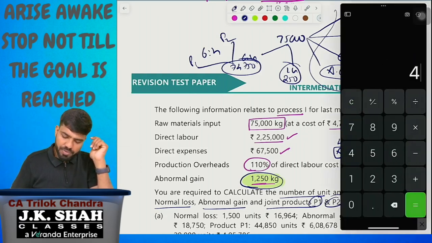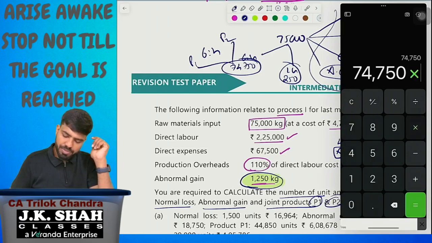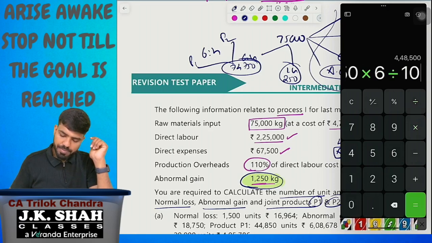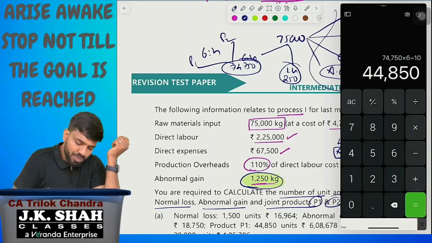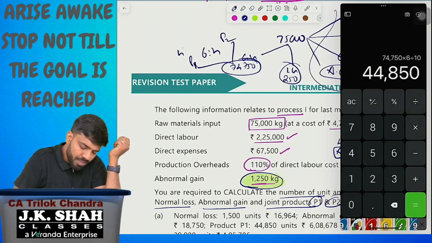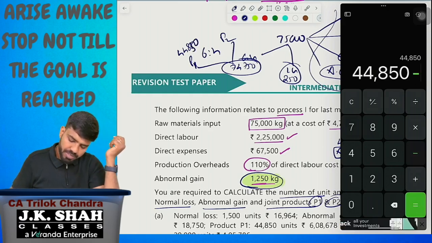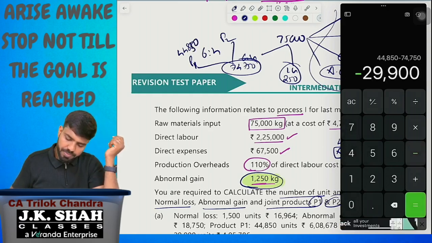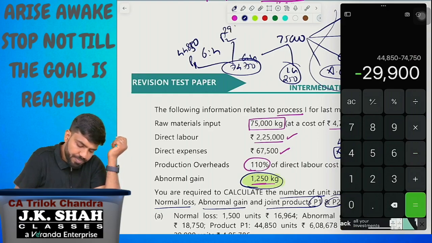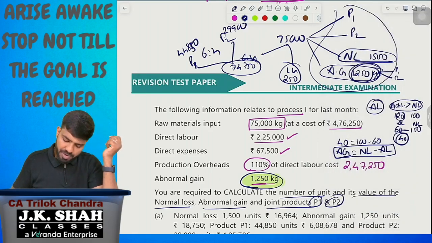74,750 into 6 divided by 10. How much does it come to? P1 is 44,850. 74,750 minus 44,850 is 29,900. This is the output of P1 and P2. Look here.